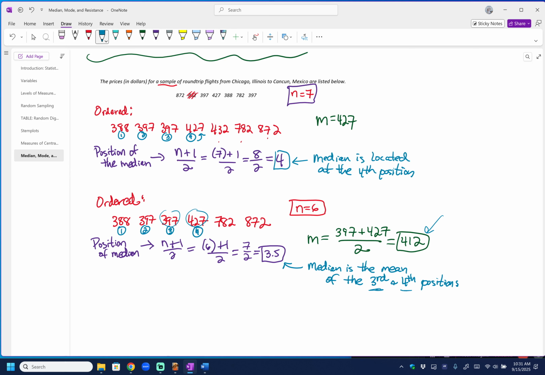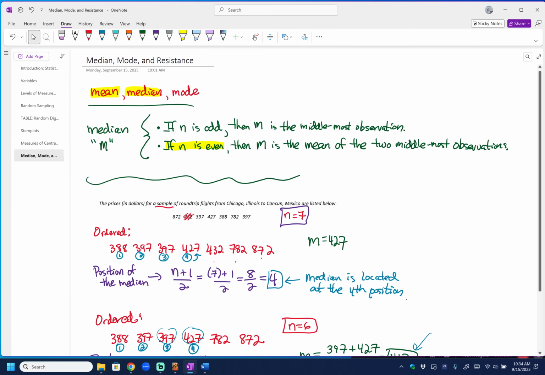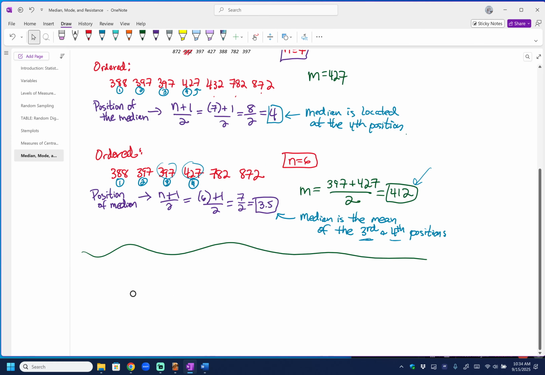All right, so let's take a look at the last measure of center. We call it the mode, since we have done the mean and median already. The mode basically is going to be your most frequent observation.